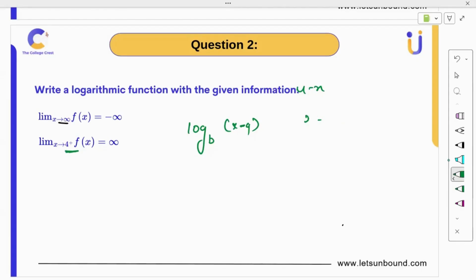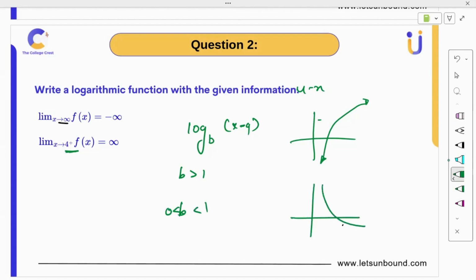And what is the base? When your b is greater than 1, you will have something like this. When your b is between 0 and 1, you will have something like this. Okay, so which goes to minus infinity? When x tends to infinity, y goes to minus infinity in this case. So your b should be between 0 and 1. So this is not possible.